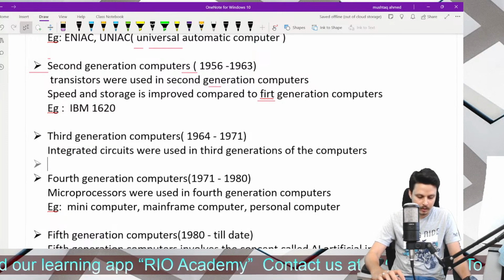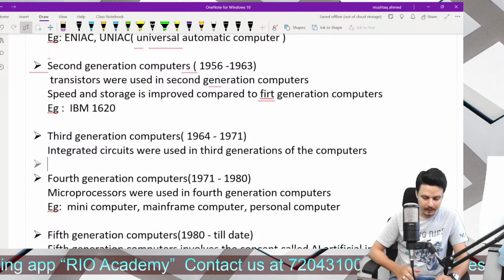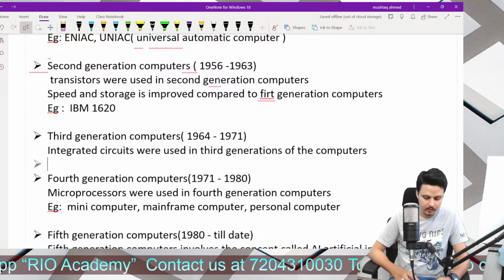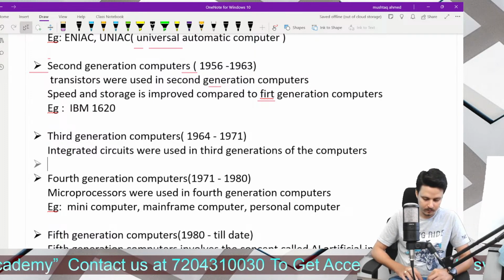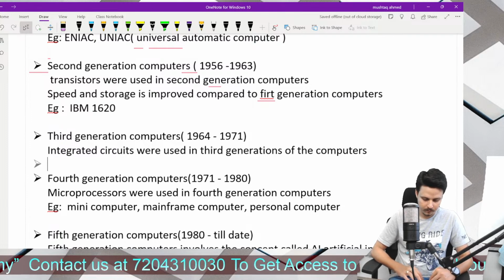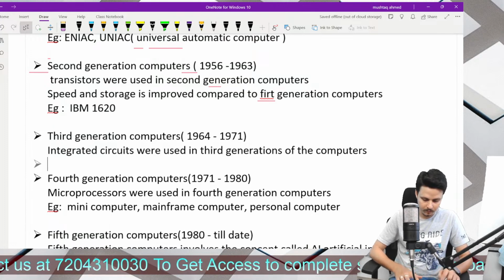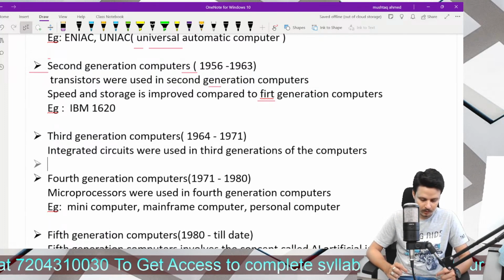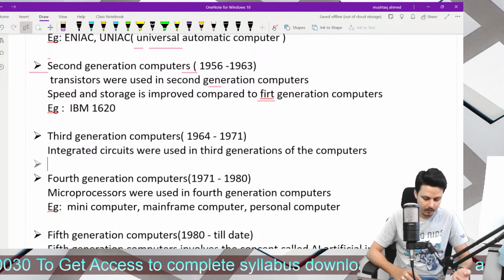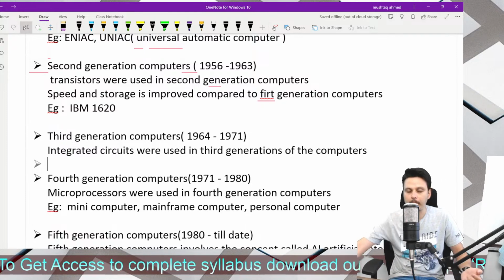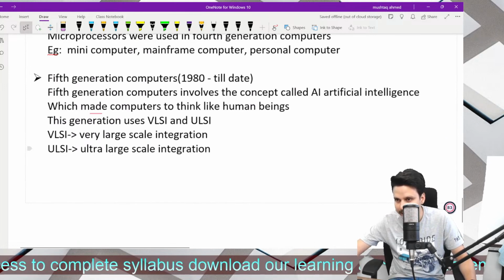Mechanical adding machine, which is the first calculating machine. You may get a question like, which is the first calculating machine? Pascaline. Pascaline is also called the arithmetic machine. Yes, first calculator or adding machine. So these all are very important key points.